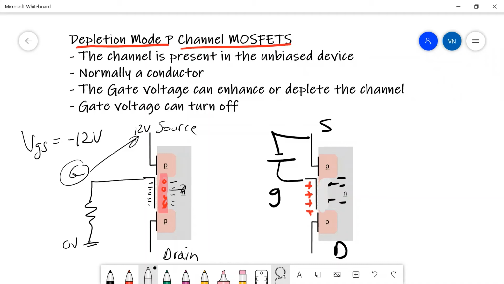So the depletion mode MOSFET, the channel's present in the unbiased device, it's normally a conductor, like a normally on switch. By applying the correct gate voltage, you can enhance conduction or deplete the channel until it doesn't conduct at all.